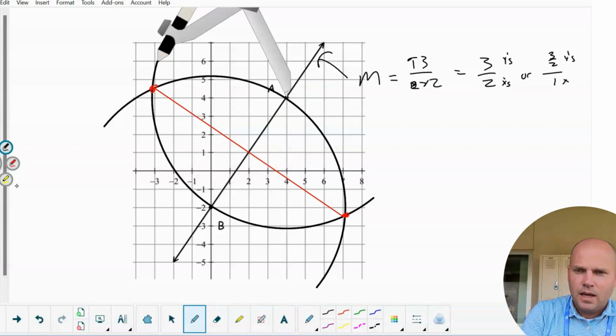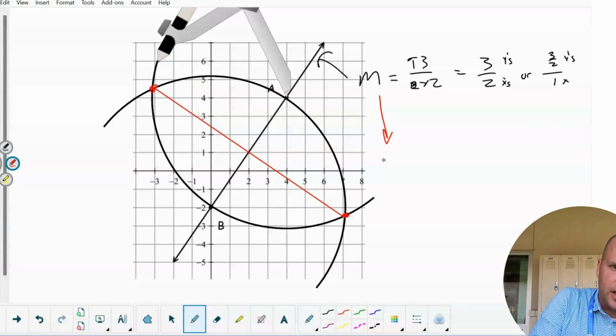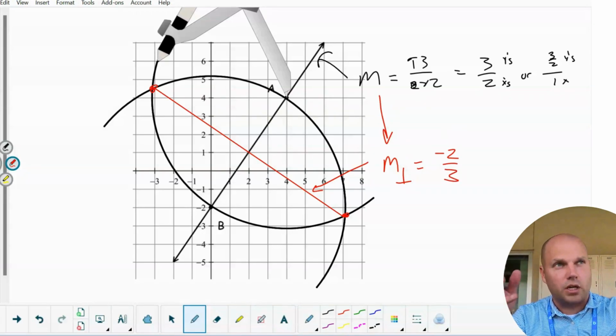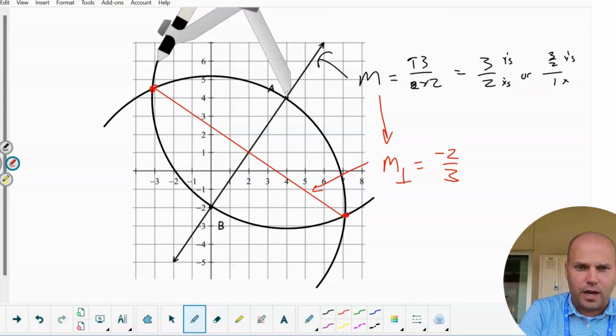Okay, now I'm going to take a guess, because I kind of saw the characteristics in class, because I did that exploration earlier, that this perpendicular slope, this red line slope, which is an opposite reciprocal, is going to be -2/3. That means I'm going to go down 2 y's as I go over 3 x's, or I'm going down 2/3 of a y per x.